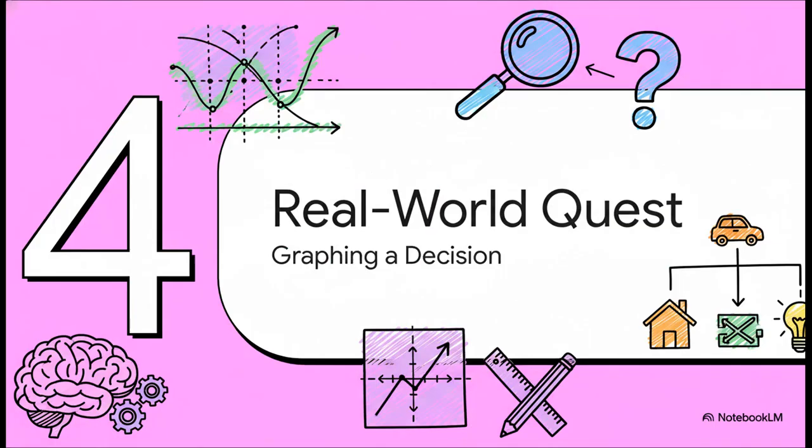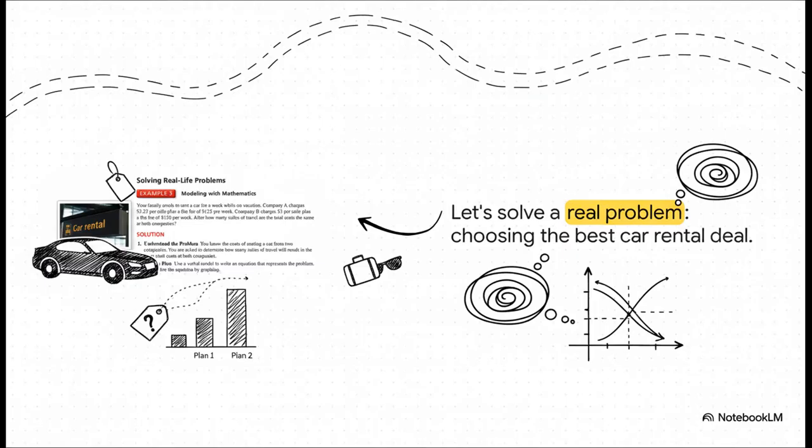Okay, so this is all cool for math class, but you might be thinking, when would I ever use this in real life? Well, let's take this visual thinking and apply it to a real-world decision you might actually have to make. Let's imagine you're on a trip. You need to rent a car. You walk up to the counter and you're hit with a classic problem. 2 different companies, 2 different deals. Which one is better? This is a perfect situation to solve with a graph.